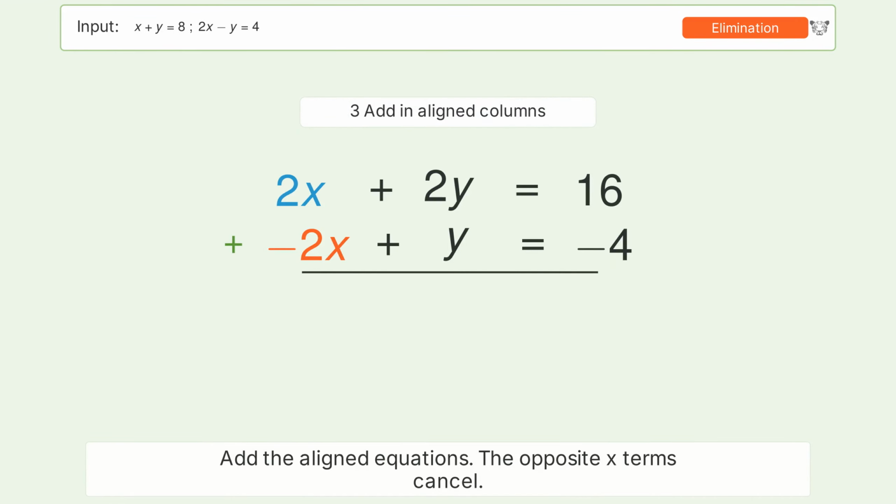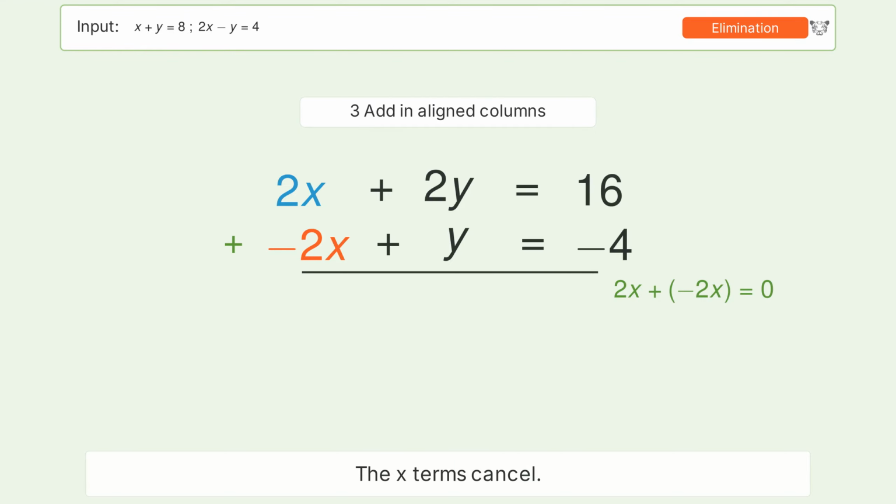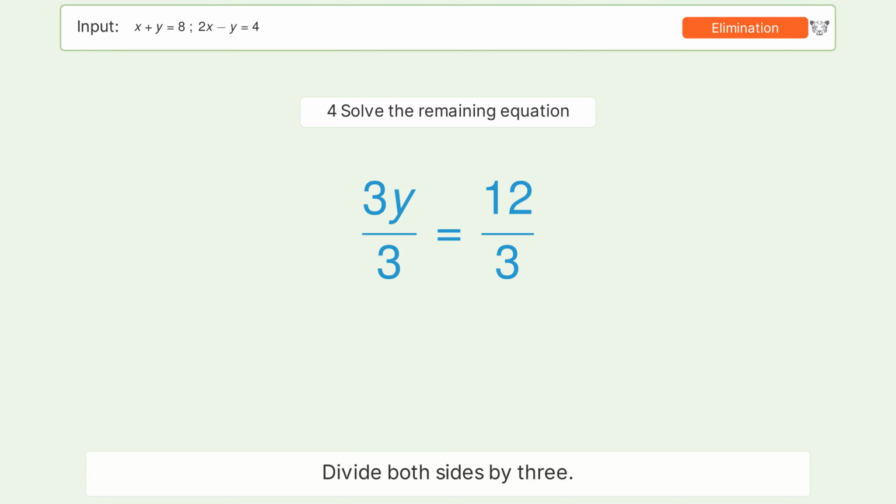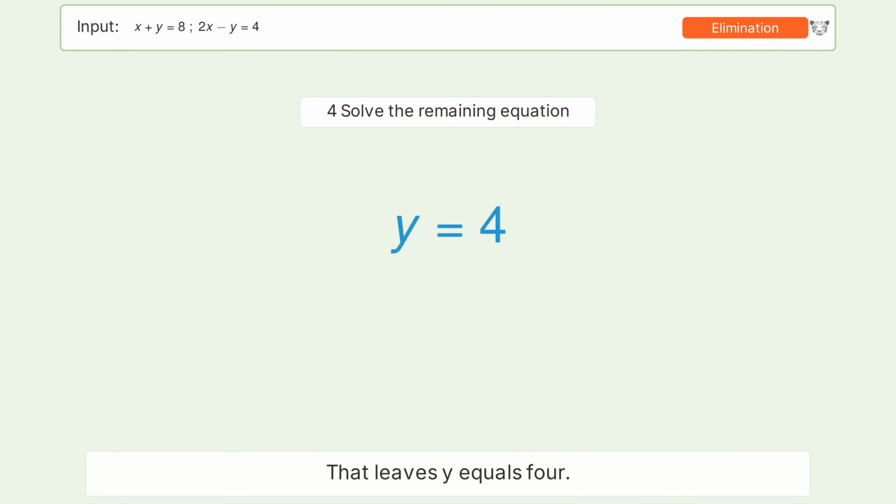Add the aligned equations. The opposite x terms cancel. The x terms cancel. The y terms combine to 3y, and the right sides combine to 12. Divide both sides by 3. That leaves y equals 4.